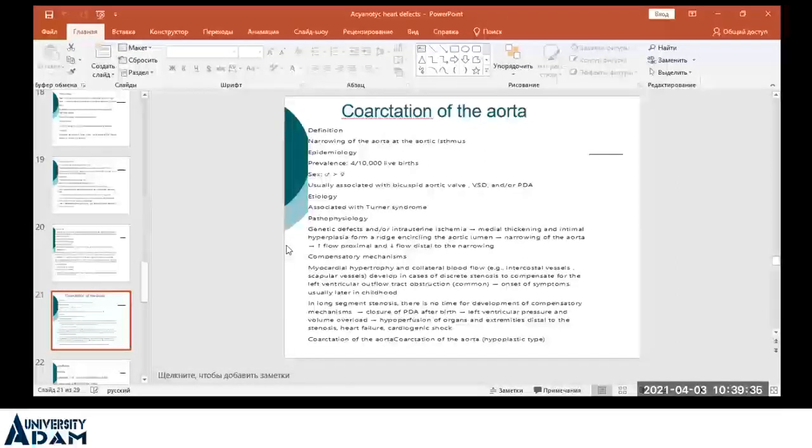In long segment stenosis, there is no time for development of compensatory mechanisms. After birth, with closure of the PDA, left ventricular pressure and volume overload, hypoperfusion of organs and extremities distal to the stenosis, heart failure, and cardiogenic shock occur. Coarctation of the aorta may be of the hypoplastic type and the hyperplastic type.